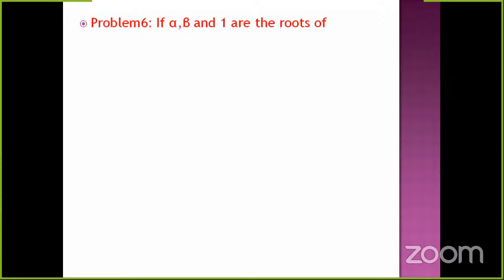Now see here, if alpha, beta, and 1 are the roots of the polynomial equation x cube minus 2x square minus 5x plus 6 equal to 0, then find alpha and beta.